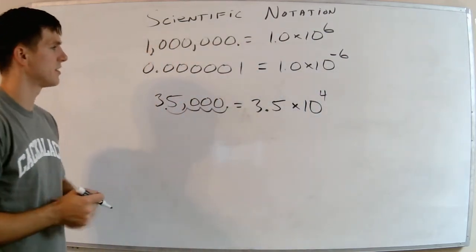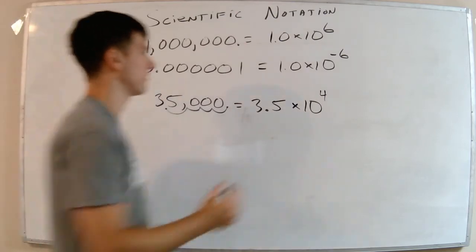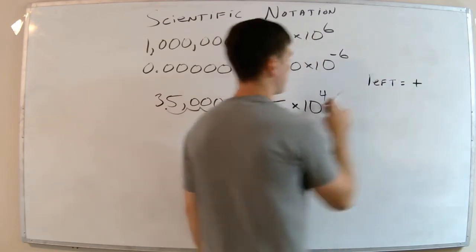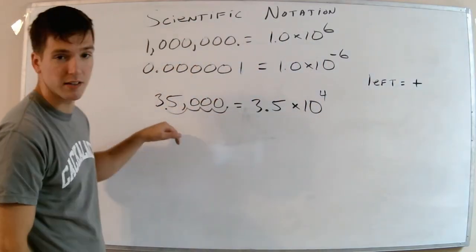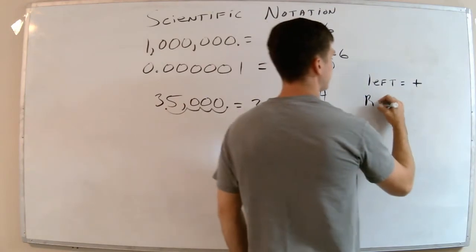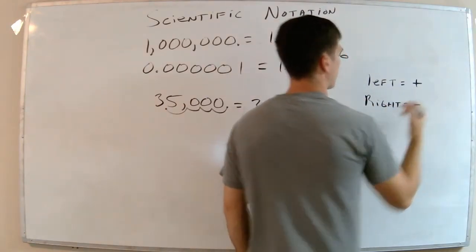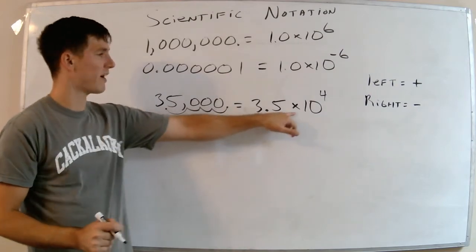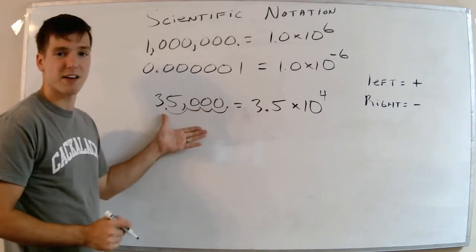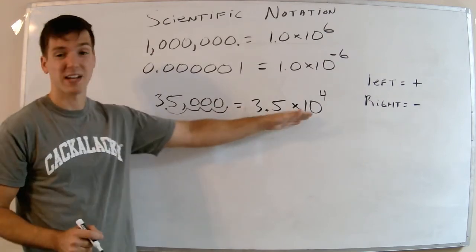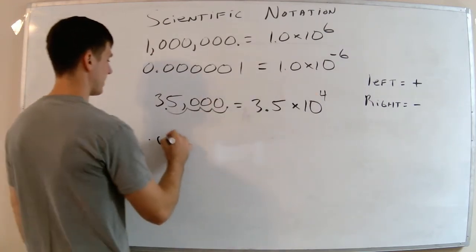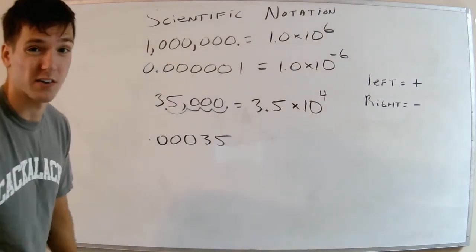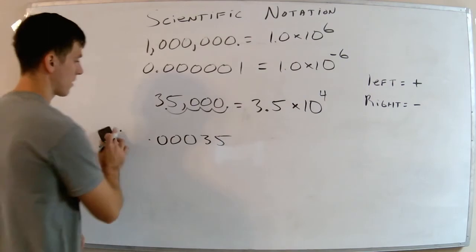To determine if it's positive or negative, if you move the decimal to the left, that means that your exponent is going to be positive, like what happened here. If you move it to the right, the exponent's going to be negative. Also, just check your answer, right? What's 3.5 times 10 to the 4th? 35,000. If you did 3.5 times 10 to the negative 4th, you would have ended up with something very small, and then you know you got the wrong sign on your exponent.